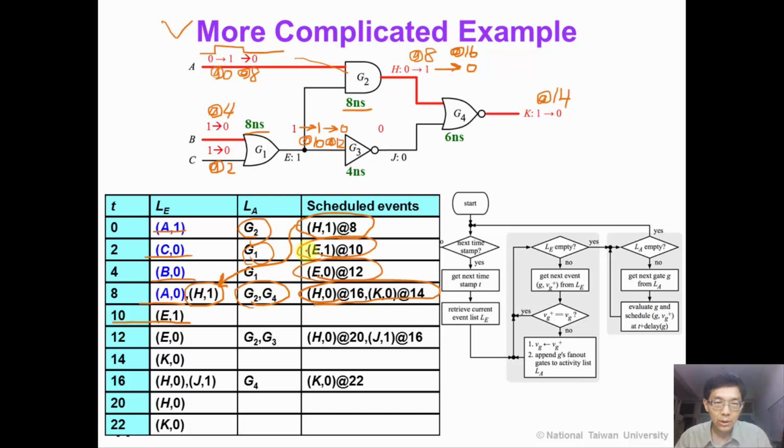At time 10, we execute a scheduled event where E becomes 1. Because E is already 1, we don't need to do anything. So there is no more activity going on after E1. At time 12, we execute a scheduled event where E is falling to 0. So now we have a real event, and G2 and G3 are put in the activity list, and we schedule two more events in the event list. At time 14, K becomes 0. Because there is no more fanout, there is nothing in the activity list, and so on. We execute all the events. At time 22, we finish all the simulation.